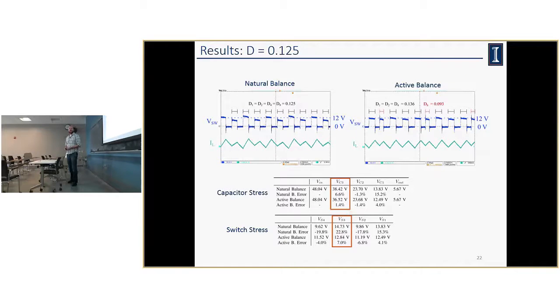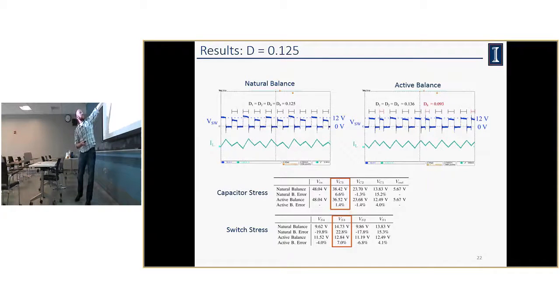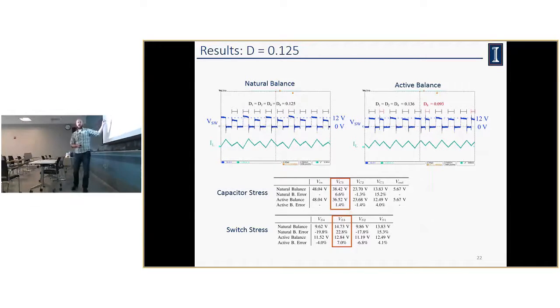So let's talk about some results. This first one is with natural balancing. We've hung a load off of that auxiliary node, and you can see a couple things. First, ideally, all of these levels would be the same. They'd all be at 12 volts. That would show good capacitor balancing and be representative of one that's well balanced. But you can see it's not. Also, since it's not, we get a lot of ripple in this inductor current. In this case, all the duty cycles are the same, so we're not applying active balancing.